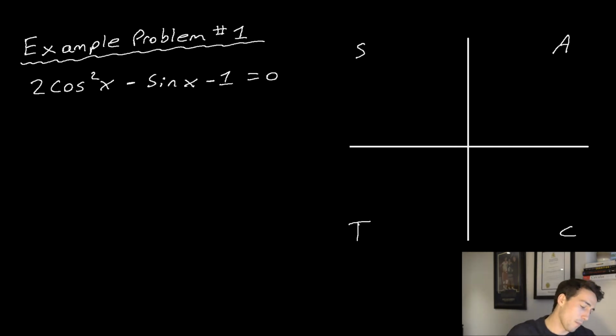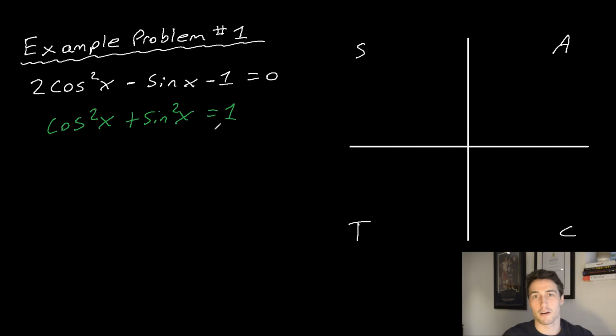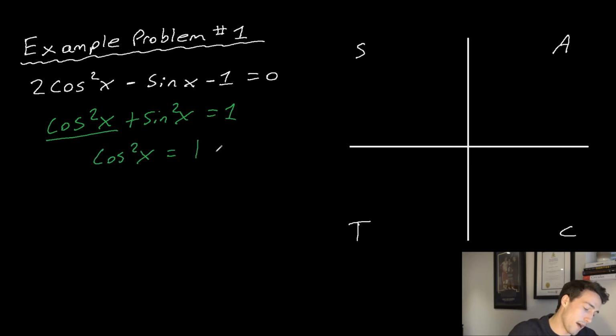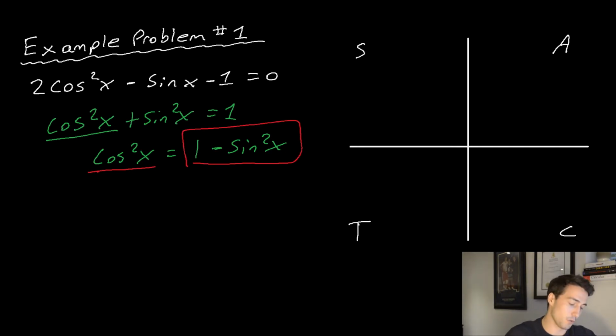So we're trying to figure out what values of x make this equation valid. Here, I'm going to use our first identity. We know that cos squared x plus sine squared x is equal to 1. That's our Pythagorean identity, the one that comes up quite often. So I'm going to solve for cos squared: cos squared x is equal to 1 minus sine squared x. Now I can plug in this 1 minus sine squared x wherever I see cos squared x.